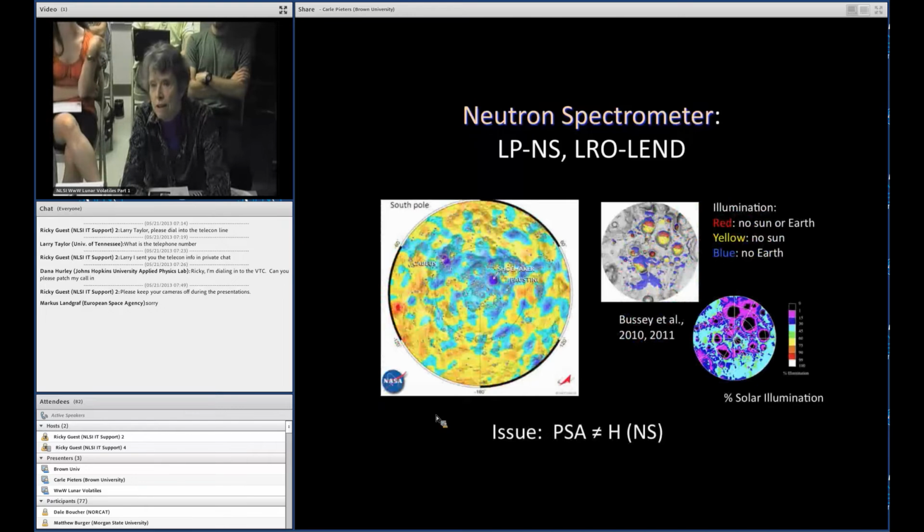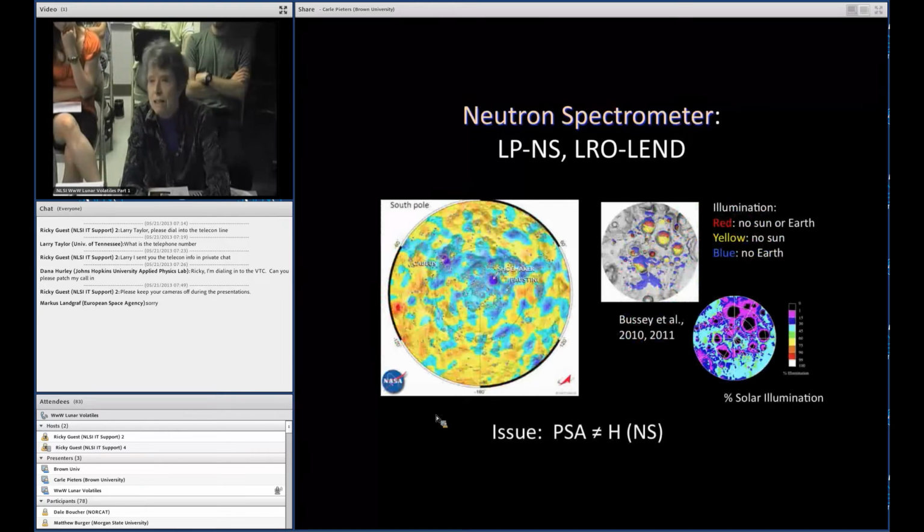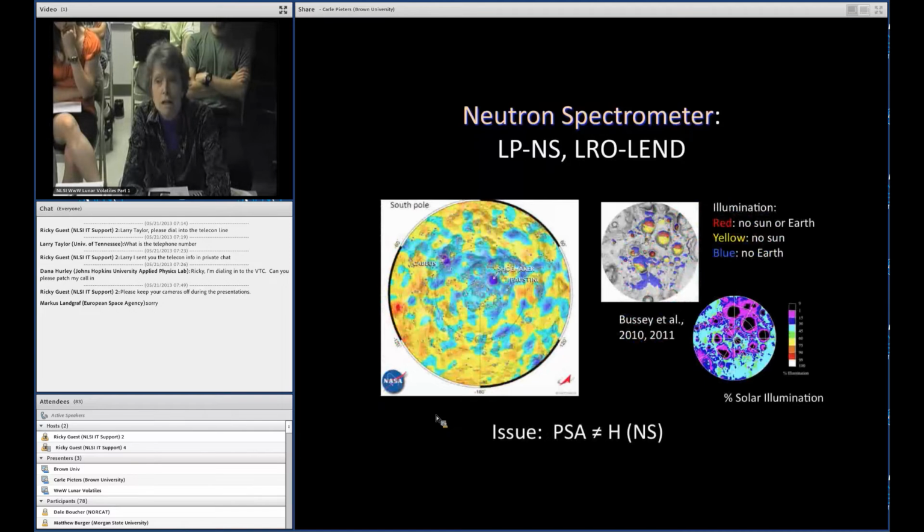So the top one on the right is where there are shadows, and in particular the yellow and red are the most important, where you have no sunlight. The one on the bottom right is his analysis of where the maximum solar illumination occurs, for those of you who are interested in maximizing the time for sunlight on solar panels.